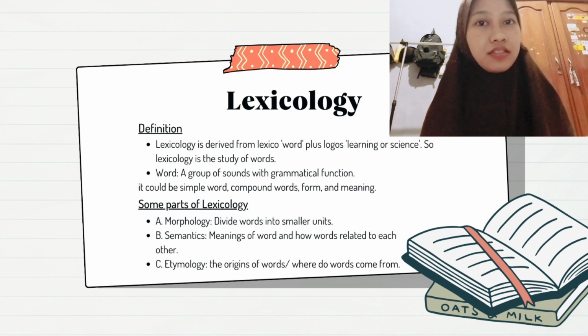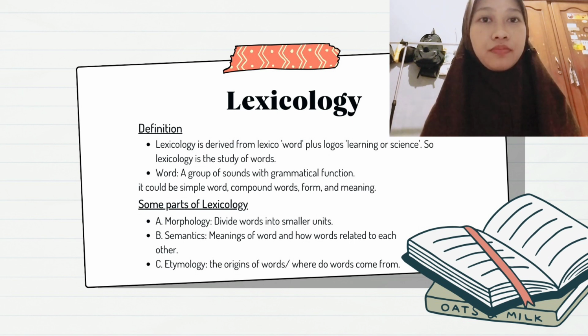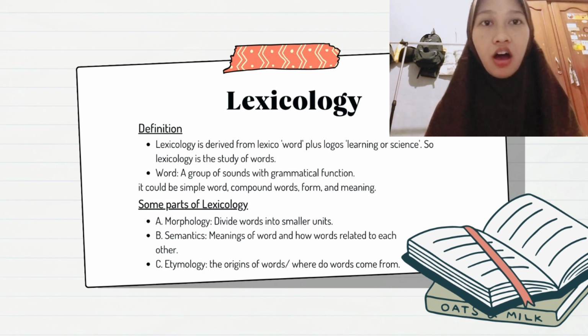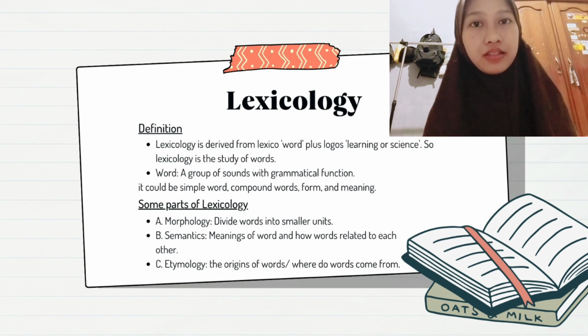Lexicology is derived from lexical, word, plus logos, learning or science. So lexicology is the study of words. A word is a group of sounds with grammatical function. Lexicology covers simple words like dog, cat, chicken, then compound words like raising, performance, and then the third is form and meaning.